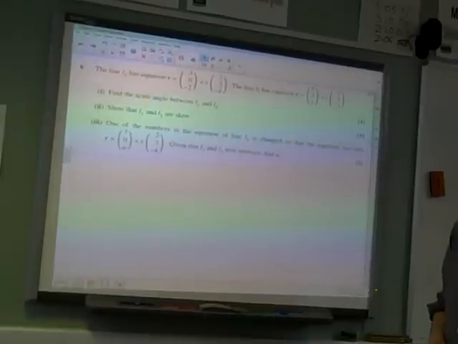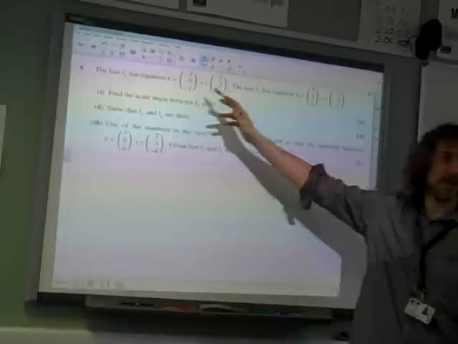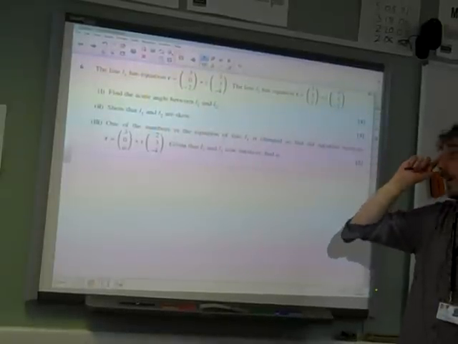Right. Vectors. Here are the two vector equations of the lines L1 and L2. Find the acute angle between them.